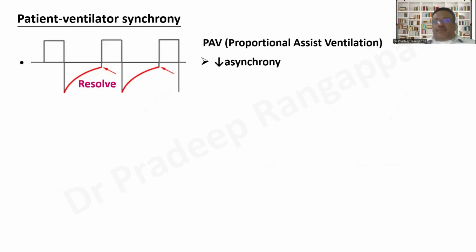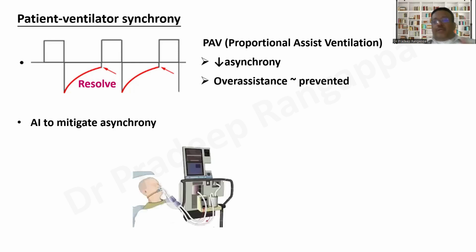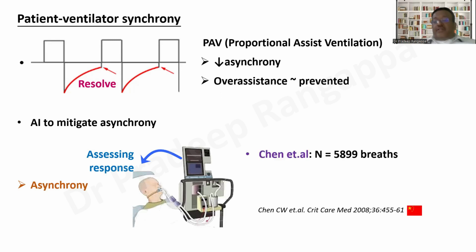And as we spoke about patient ventilator synchrony, our whole effort should be to resolve it. NAVA is one way. There is something called proportional assist ventilation, which reduces asynchrony. Over assistance is prevented. And as I said, artificial intelligence is being incorporated into ventilator algorithms so that the ventilator assesses the breath and provides the breath in synchrony to the patient, and dysynchrony is avoided.